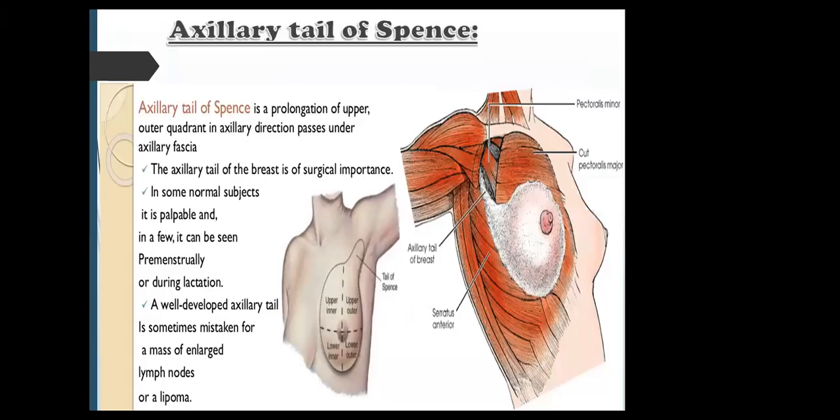Axillary tail of Spence. The axillary tail of Spence is a prolongation of the upper outer quadrant in the axillary direction, passing under the axillary fascia. The axillary tail of the breast is of surgical importance. In some normal subjects it is palpable, and in a few it can be seen premenstrually or during lactation. A well-developed axillary tail is sometimes mistaken for a mass, a large lymph node or lipoma.